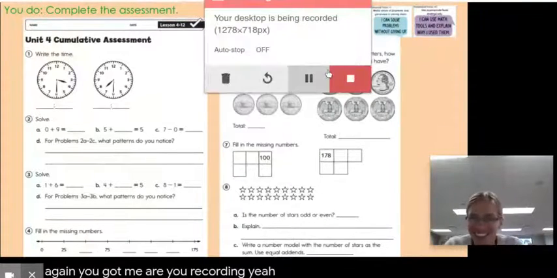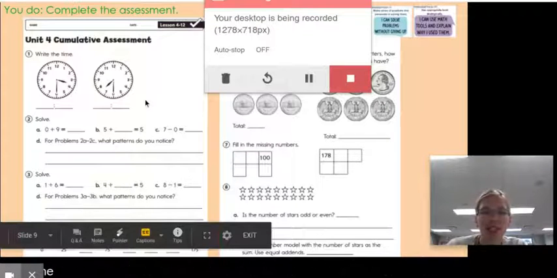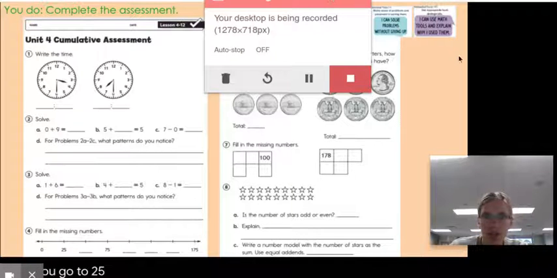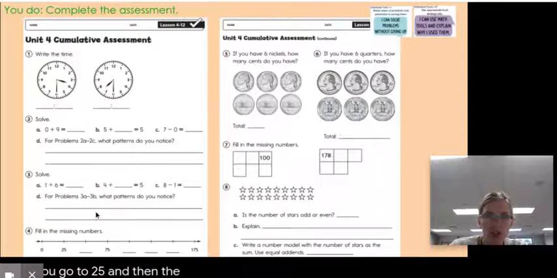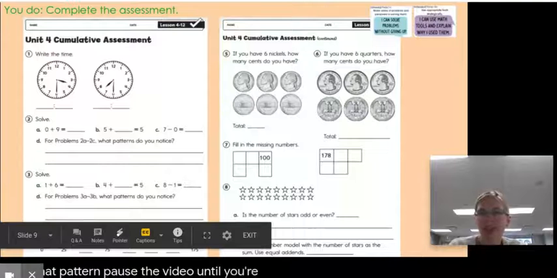All right, guys. So for number 4, you're going to fill in the missing numbers. Be careful with this because you start at 0 and then you go to 25 and then you have to fill it in. So make sure you're careful with that pattern. Pause the video until you're ready.